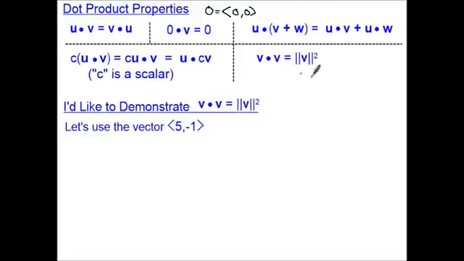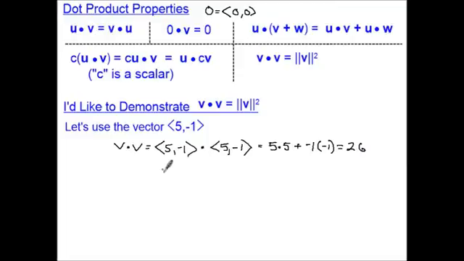Now that one just looks crazy, at least in my opinion, so I'd like to demonstrate that one real quick. I'm just going to arbitrarily pick the vector 5, negative 1. I could have picked anything I liked. Let's do v dot v first. So v dot v is 5, negative 1 dot 5, negative 1. Of course, with the dot product, you take the x thing times the x thing, and add the y thing times the y thing. That works out to be 25 plus positive 1, so that's 26.